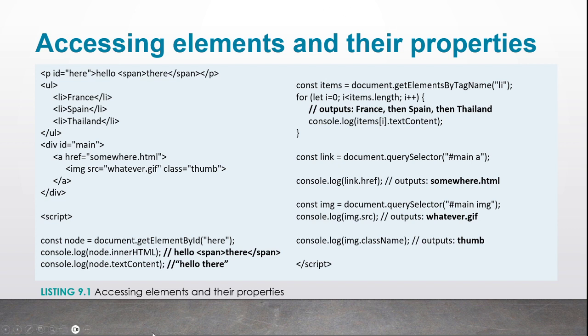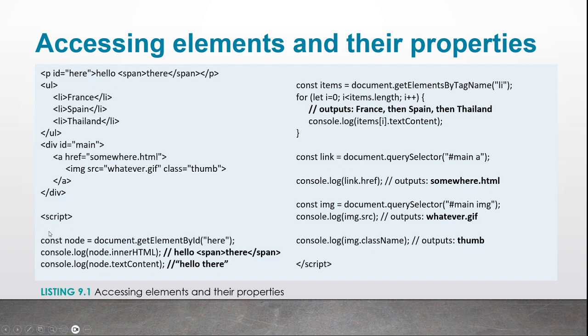So we're going to look over the HTML. This is your HTML, and then it's got a script in it. Okay? So we've got a p tag with an ID of here. It's got some contents in it. It's got a span there. Got an unordered list with some list items. We got a div with an ID of main. A link that's going to somewhere.html, containing an image. And then the closing div. And then we get your script here.